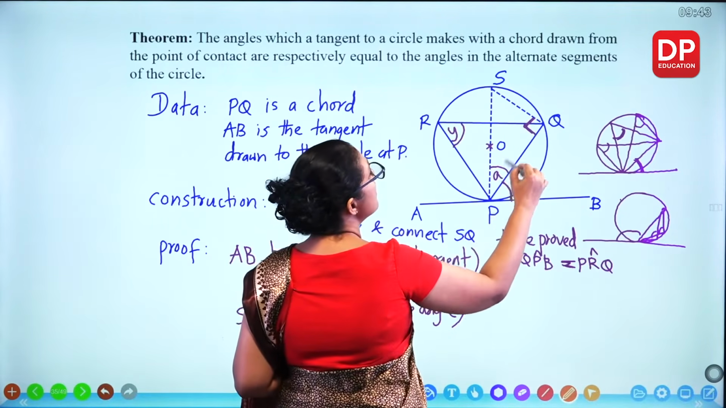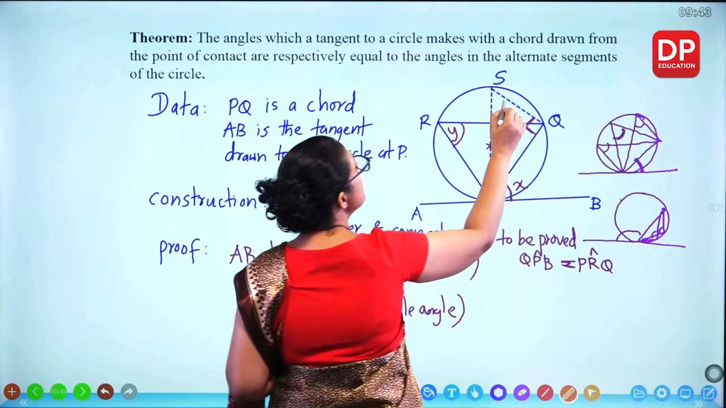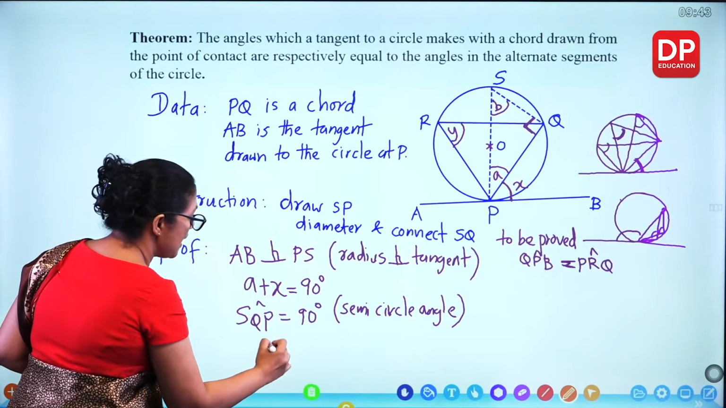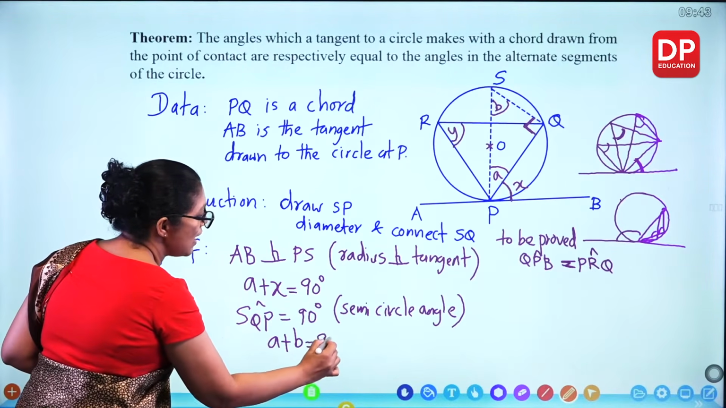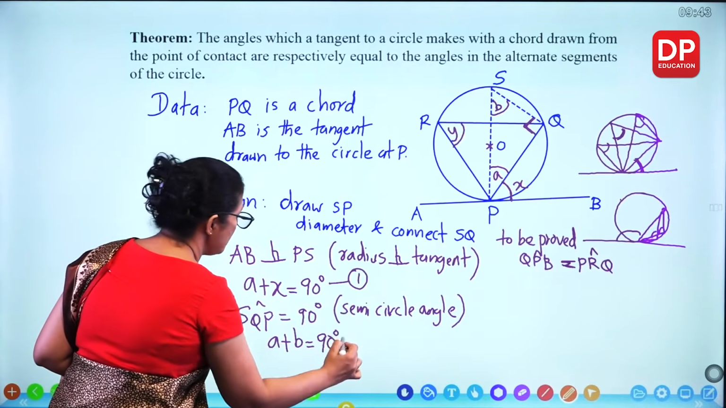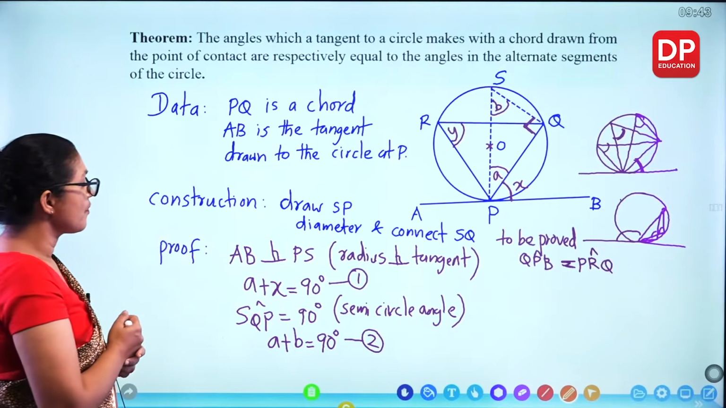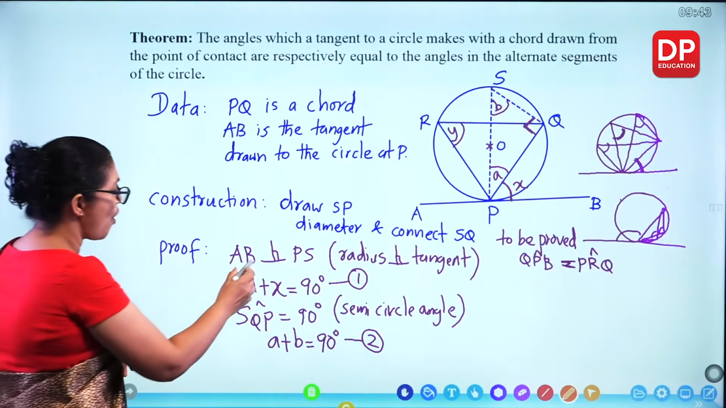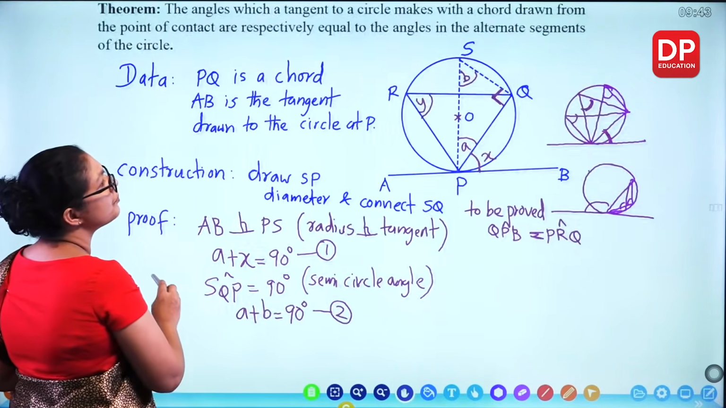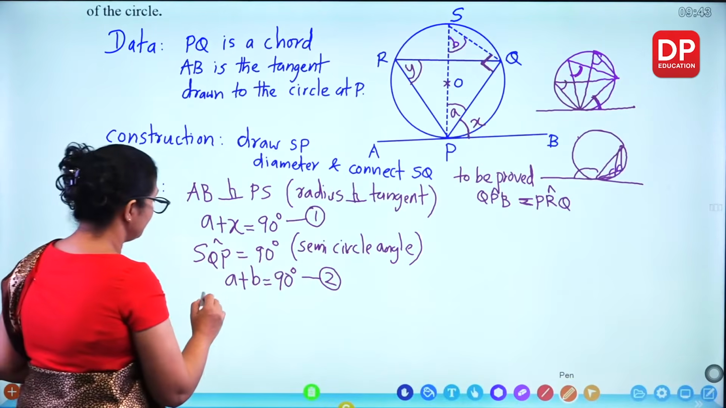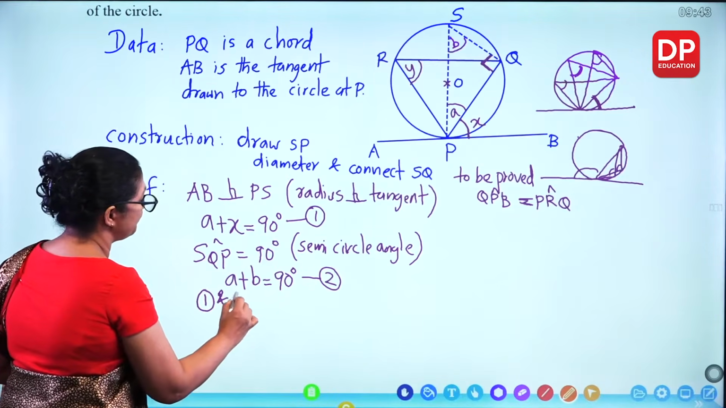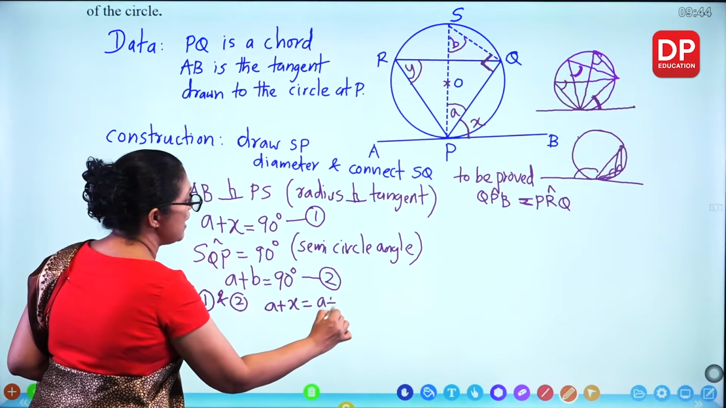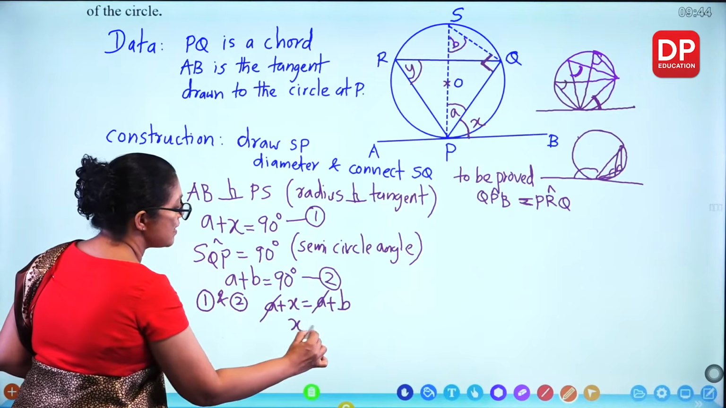If this is 90 and if this is B, what can you say about A plus B? A plus B is equal to 90 degrees. So this is 1, this is 2. So A plus B also 90, A plus X also 90. So from 1 and 2, we can say A plus X is equal to A plus B. A gets cancelled out and X equals B.